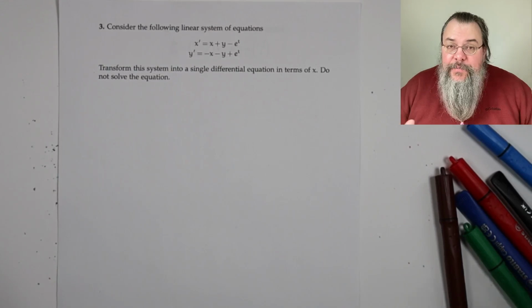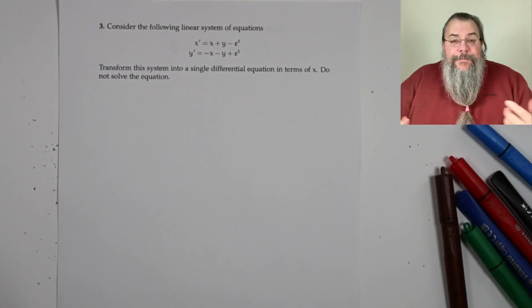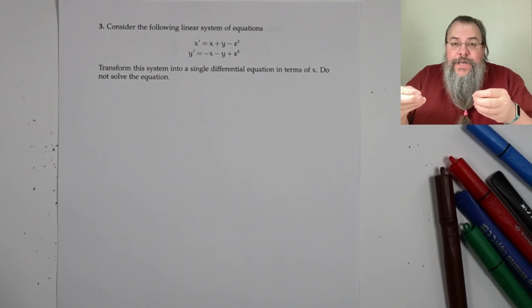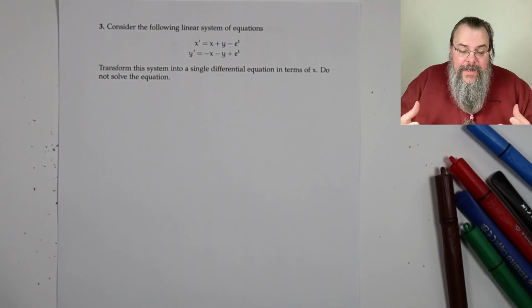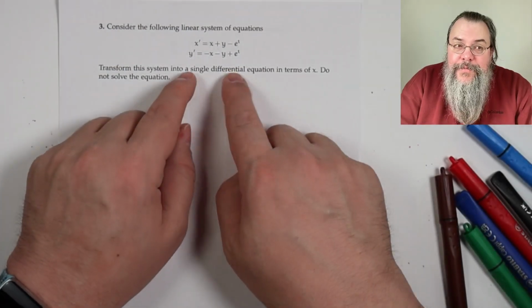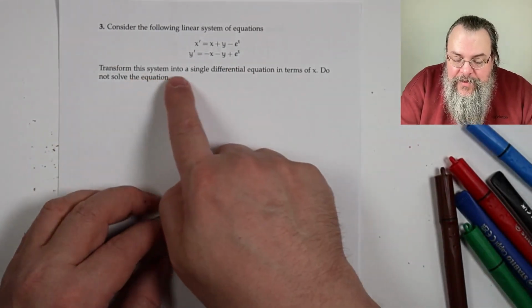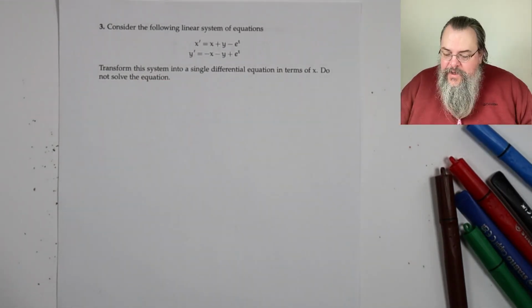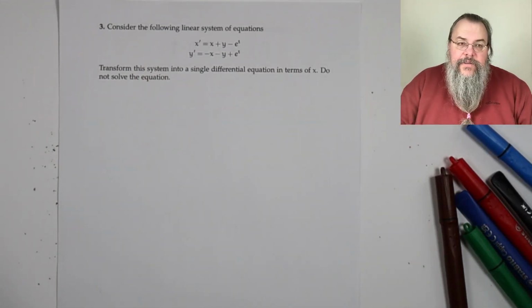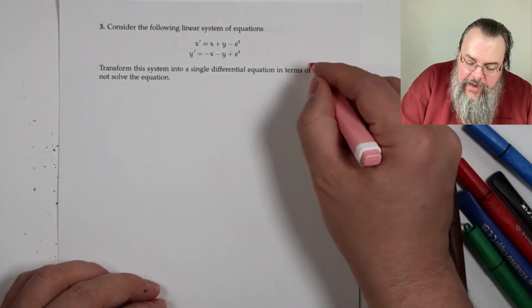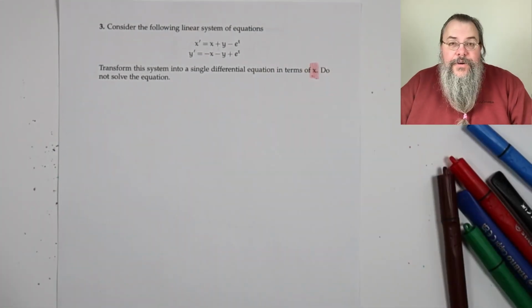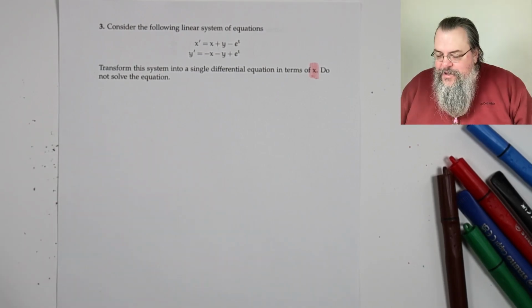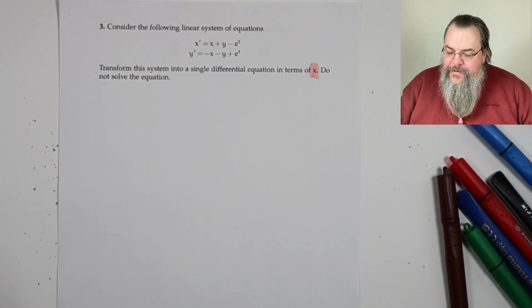All right. Now, on this problem, we're doing the opposite of what we were doing in the previous problem. So in the previous problem, we had a single equation, and we turned it into a system. Now, we have a system. What are we going to do? We're going to transform this system into a single differential equation in terms of x. So in other words, instead of x and y, we're only going to have x. All right, so good news. Again, do not solve the equation. Whew, good. We're really good at not solving equations.